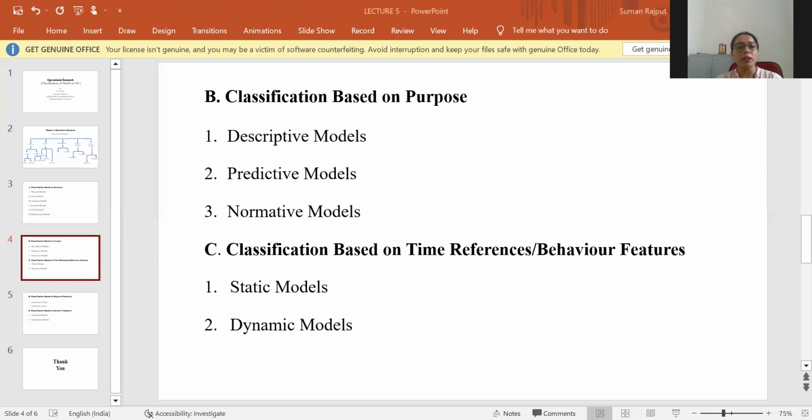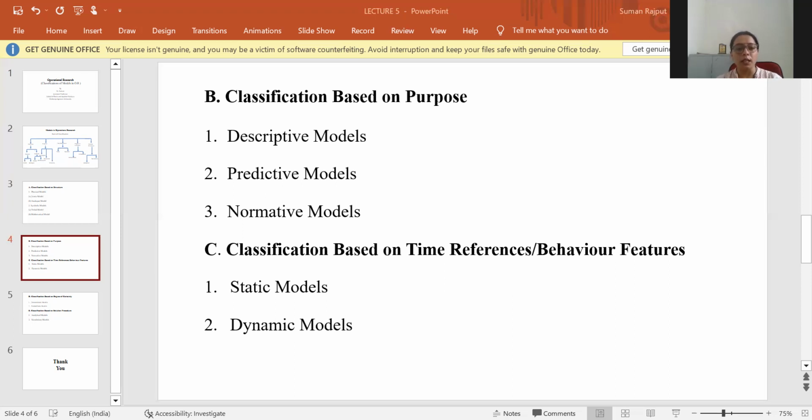Next we have a normative model. When a model has been repeatedly successful, it can be used to develop objective decision rules or criteria for optimal solutions. So these models are applicable to repeated problems. For example, linear programming is a normative model because it prescribes what the manager should do.